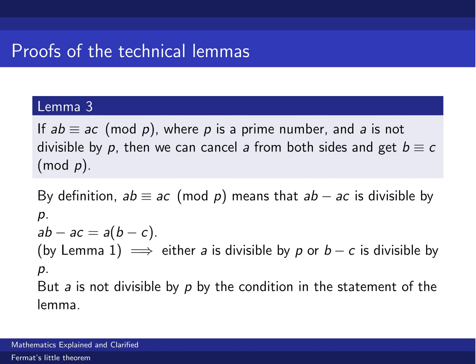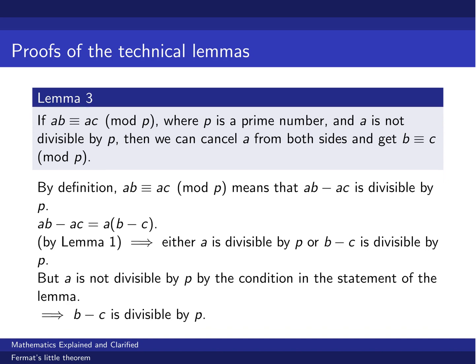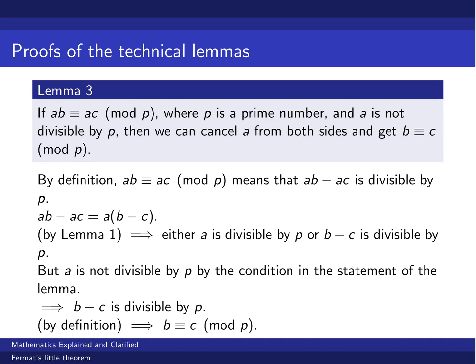But A is not divisible by P from the condition in the statement of the lemma, so the only remaining possibility is that B minus C is divisible by P, and this, by definition of the congruency, means that B is congruent to C modulo P. So that concludes the proof of lemma 3, and that's it.